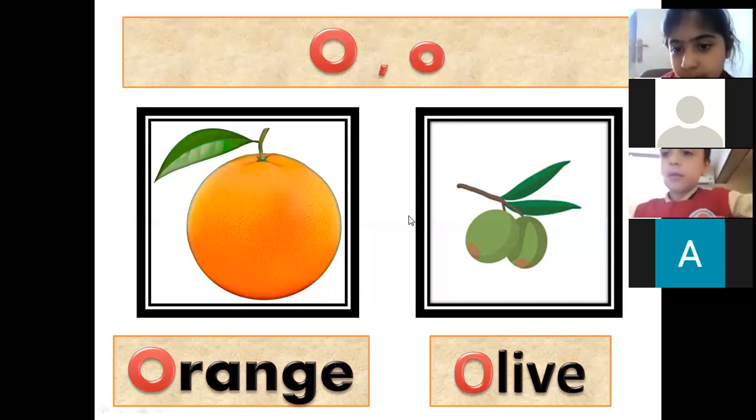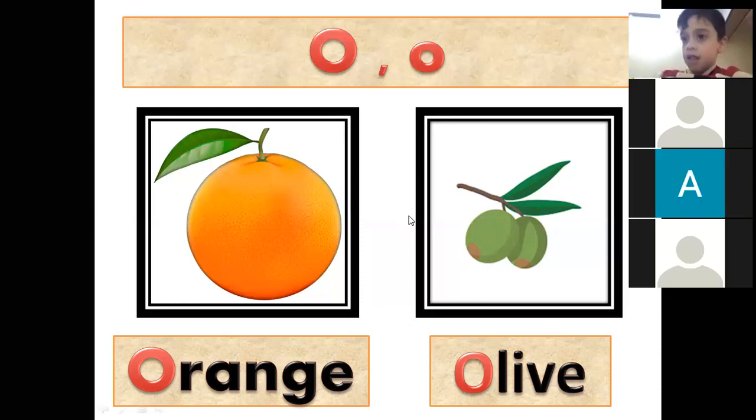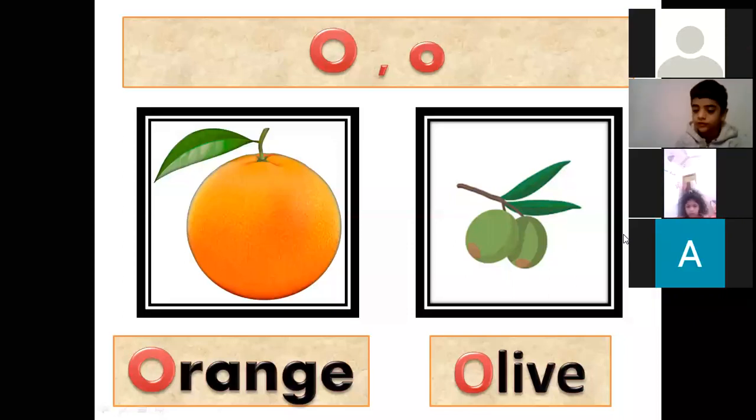Olive, very good. O for orange and O for olive. Yes, Shahim, say it again. O for orange, O for olive. Olive, good for you, Shahim. So these are our new letters. O for orange and O for olive.